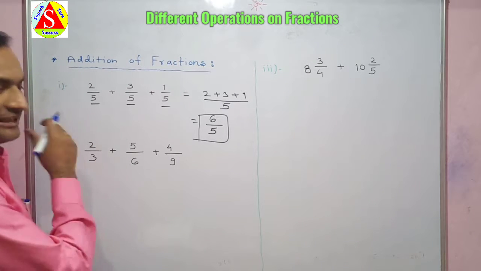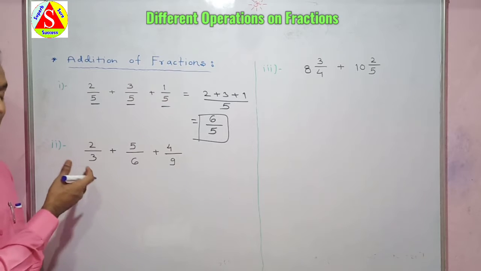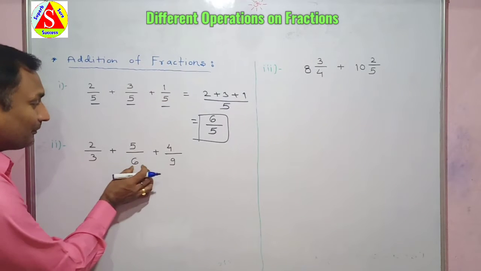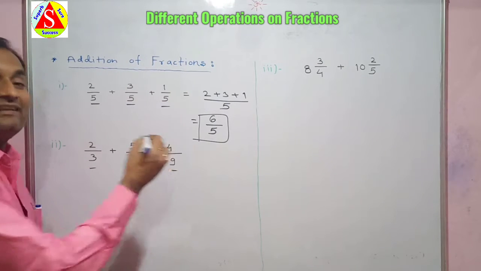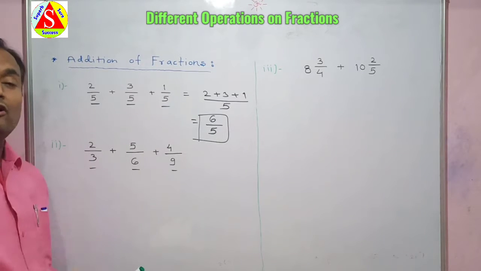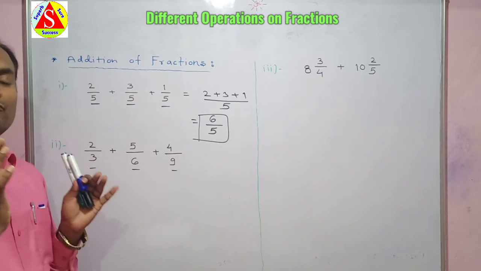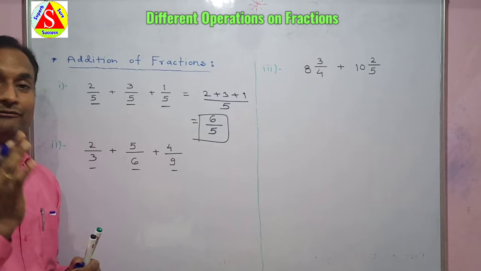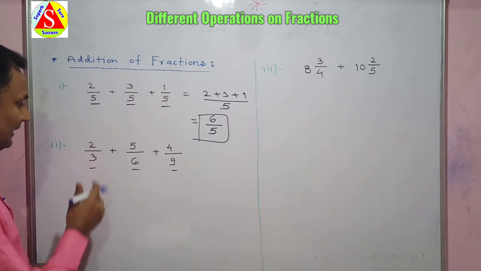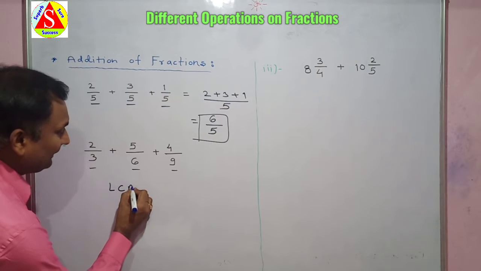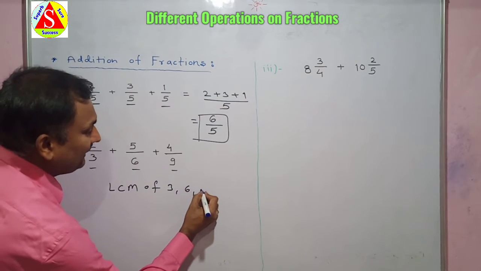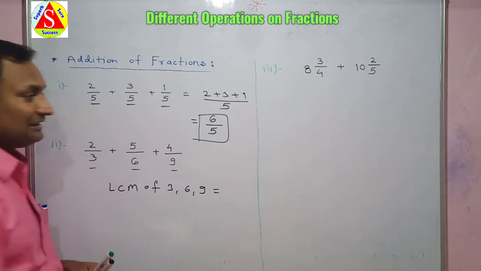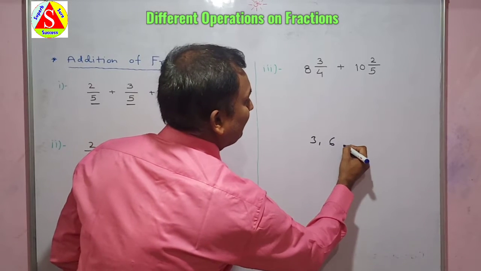Now let's solve the next question. Dear students, in the second question we have different denominator terms. Here 3, here 6, here 9. It is an example of unlike fractions. When we have unlike fractions, to simplify it we have to take the LCM. First of all, we have to take the LCM of 3, 6, 9, means all the denominator terms. So let's take the LCM of 3, 6 and 9.